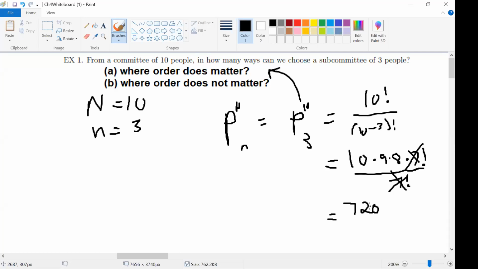That's 10 times 9 times 8 times 7 times 6 times 5 times 4 times 3 times 2 times 1. Well, 7 times 6 times 5 times 4 times 3 times 2 times 1 can be written as 7 factorial, right? So we can say that 10 factorial is equal to 10 times 9 times 8 times 7 factorial. That makes sense? And now, since we have a 7 factorial in the numerator and a 7 factorial in the denominator, we can cancel them out.